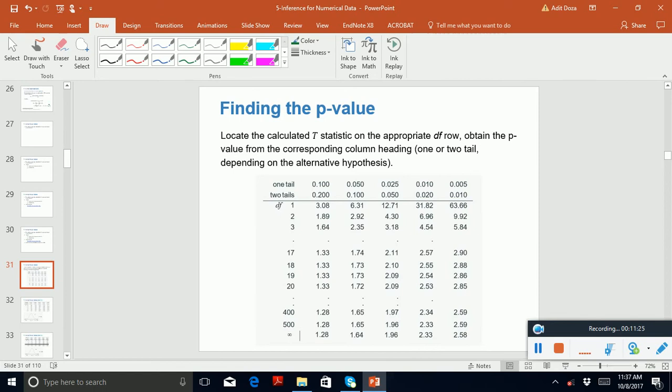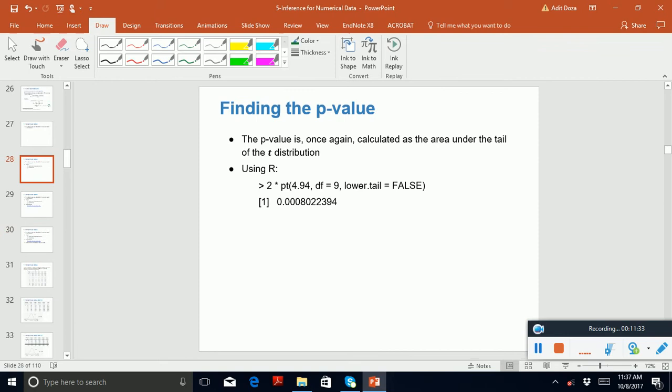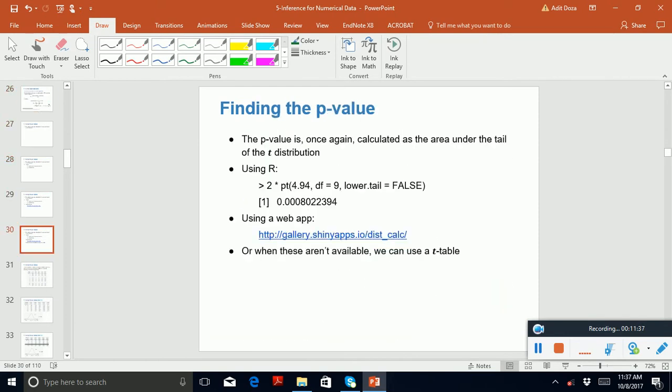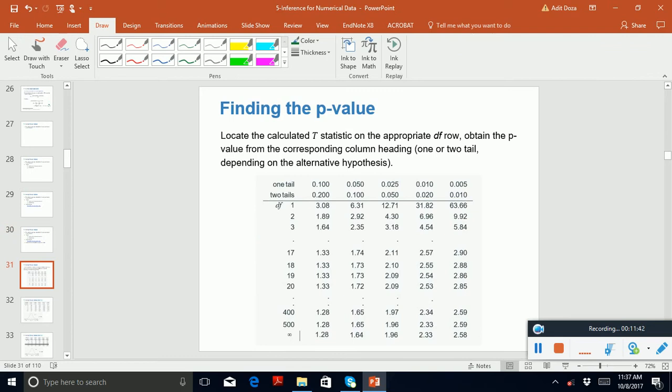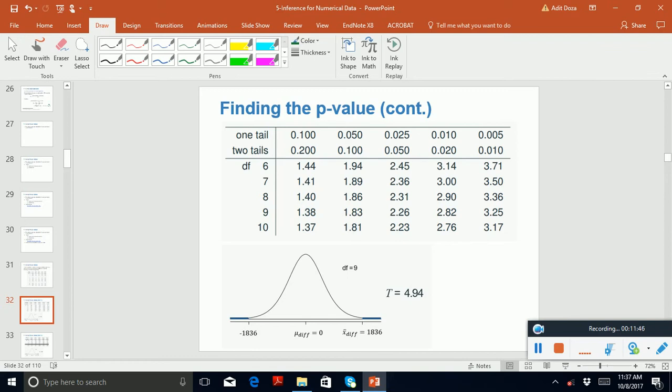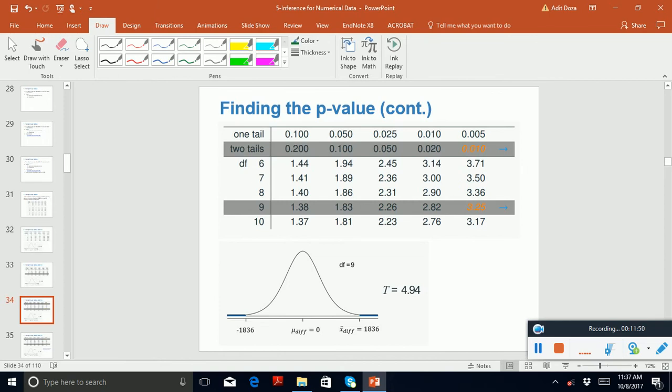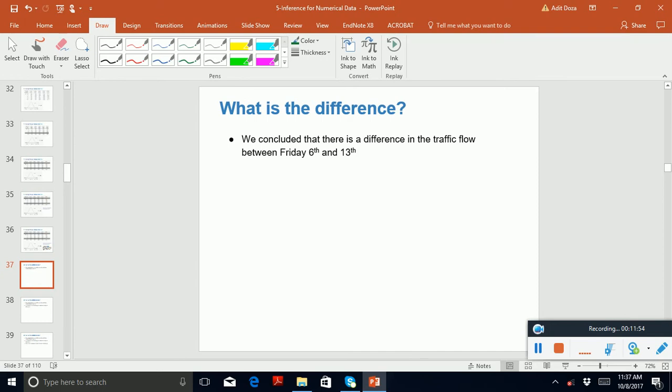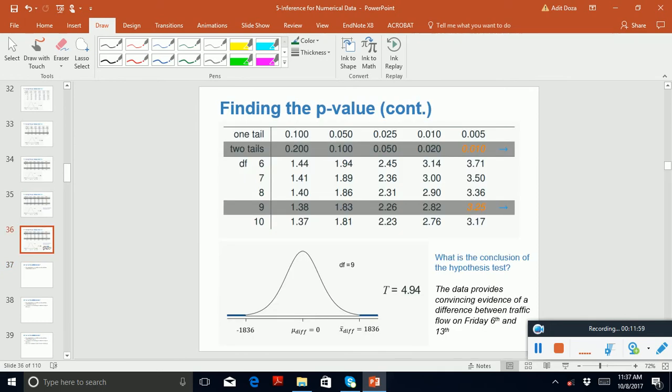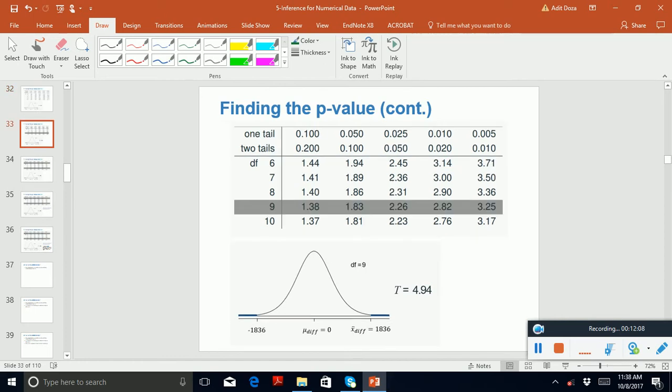Let's look at the t table. The degrees of freedom is approximately 9, and the t value is 4.94, so we have to find 4.94 from here. Let's assume these values are pretty close to 4.94. In fact, at 9 degrees of freedom, this is approximately 3.25, so 4 would be somewhere around here. 4 point something would be even lower.